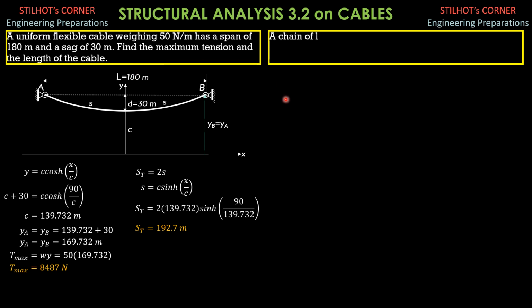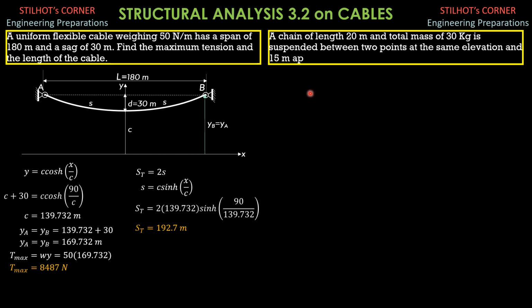And for the second problem, a chain of length 20 meters and total mass of 30 kilograms is suspended between 2 points at the same elevation and 15 meters apart. Determine the sag and the maximum tension. So this is related to this first problem here. It is just that the total mass in kilograms is given, but we must convert that into newtons so that we can compute the maximum tension.